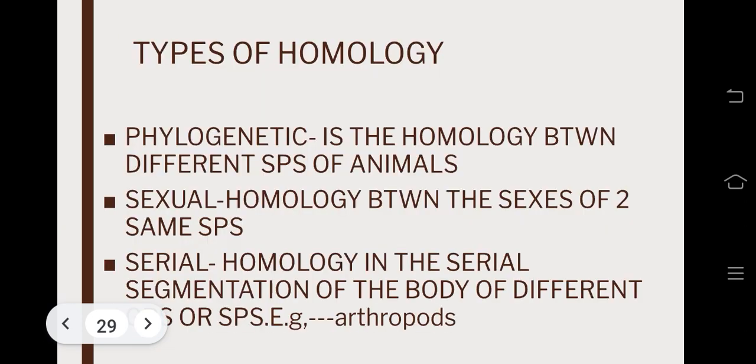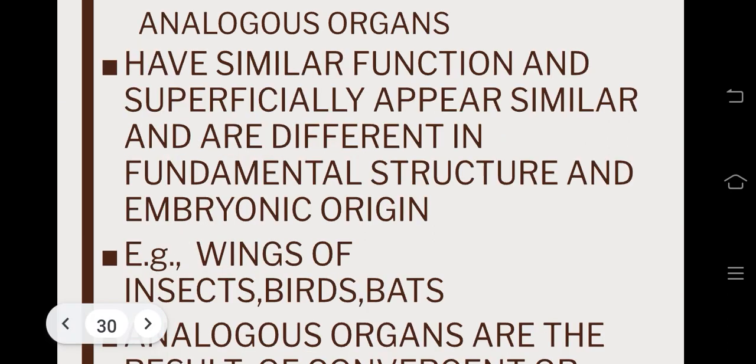Then types of homology. Phylogenetic: this is the homology between different species of animals. Sexual homology: between the sexes of the same species. Serial homology: in the serial segmentation of the body of different groups or species, like arthropods. Analogous organs have similar function and superficially appear similar, but are different in fundamental structure and embryonic origin. For example, wings of insects, birds, bats, etc.